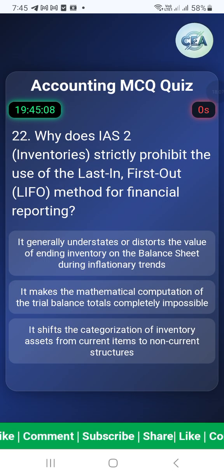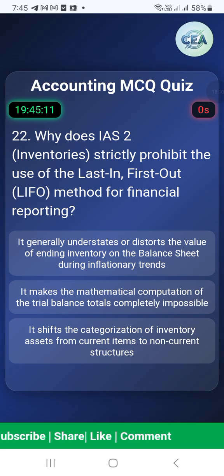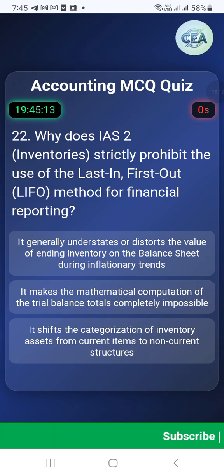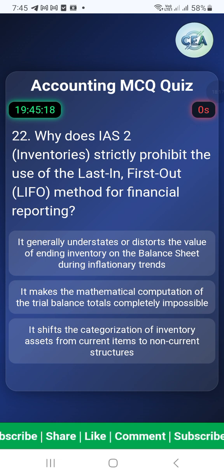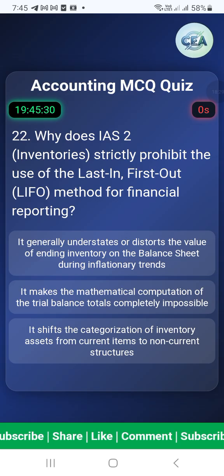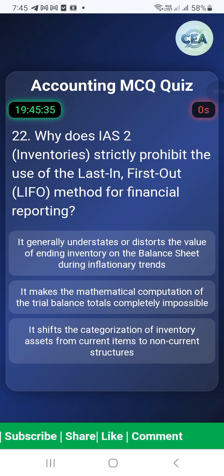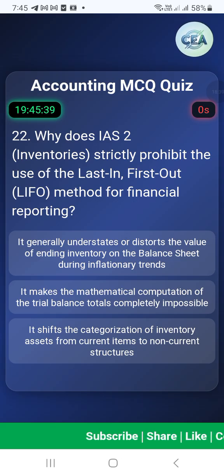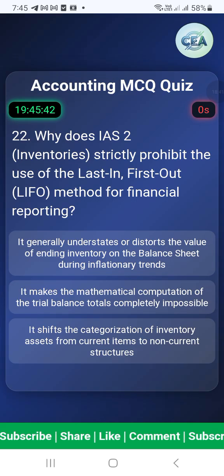22. Why does IAS 2 Inventories strictly prohibit the use of the last-in, first-out (LIFO) method for financial reporting? Option 1. It generally understates or distorts the value of ending inventory on the balance sheet during inflationary trends. Option 2. It makes the mathematical computation of the trial balance totals completely impossible. Option 3. It shifts the categorization of inventory assets from current items to non-current structures.